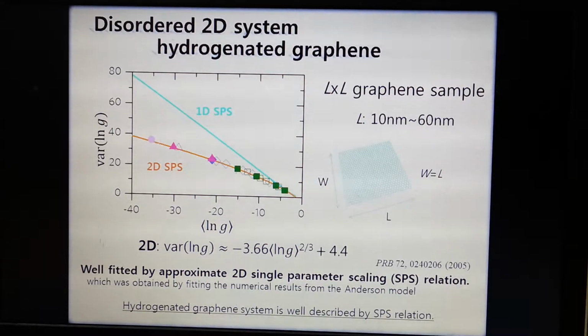So to conclude for a moment, we can say that hydrogenated graphene systems are well described by existing 1D and 2D theories.